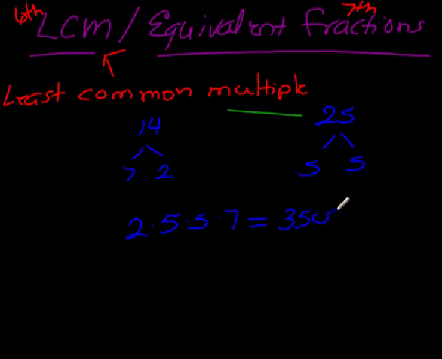350. Now imagine if you had used method 1 on these two numbers, you would have had to multiply up to 350 in order to find the LCM. Alright, so notice this method is a whole lot faster, especially for the large numbers. Okay, so that's really simple, correct? Least common multiple.